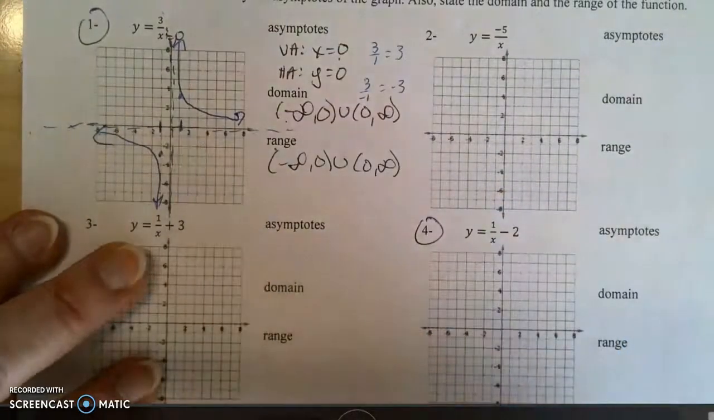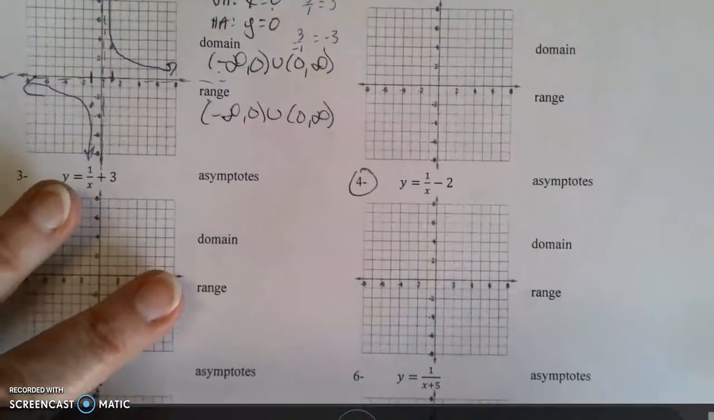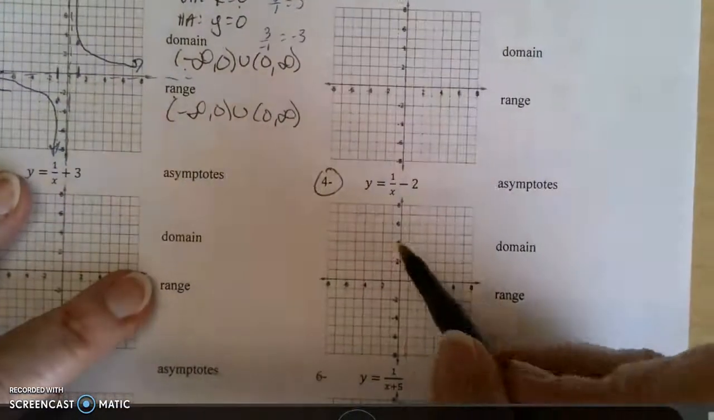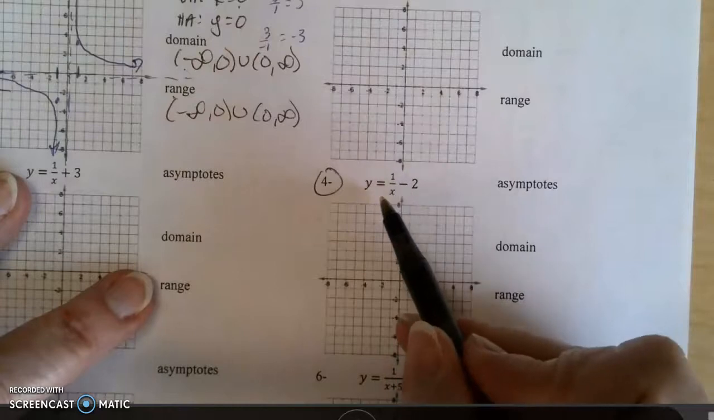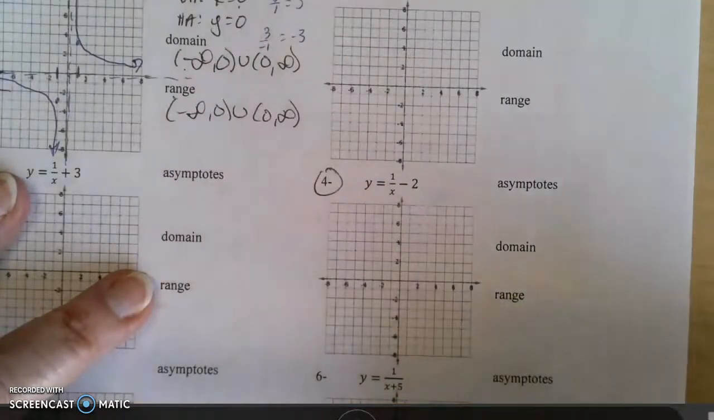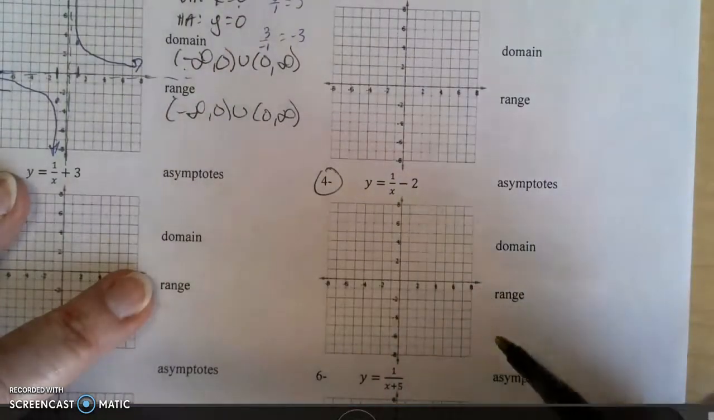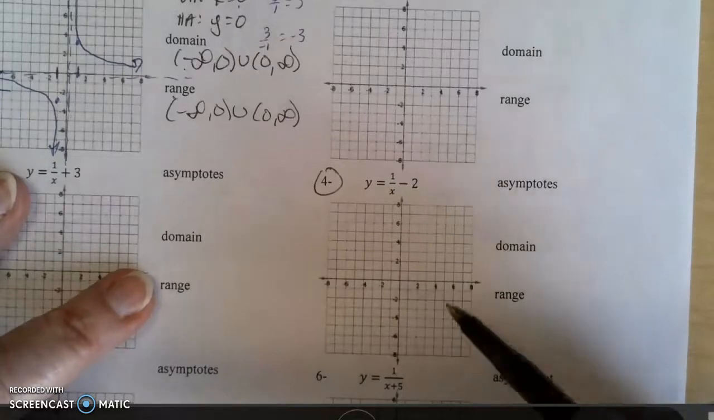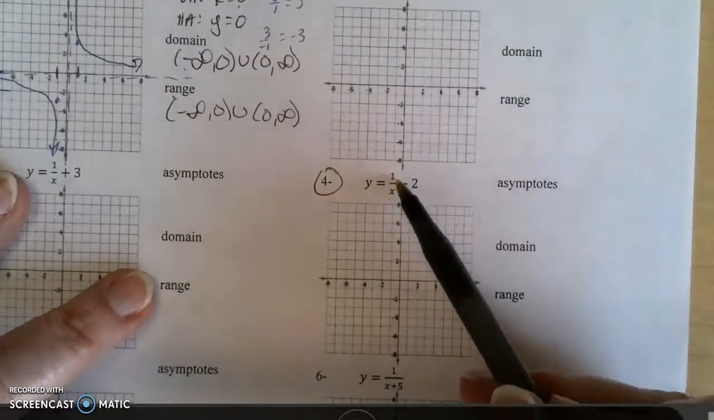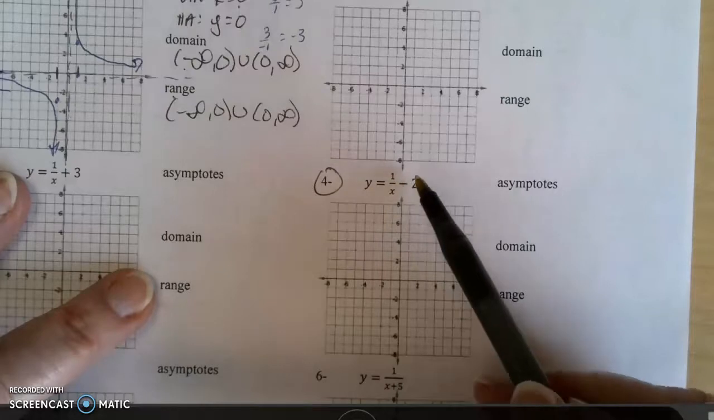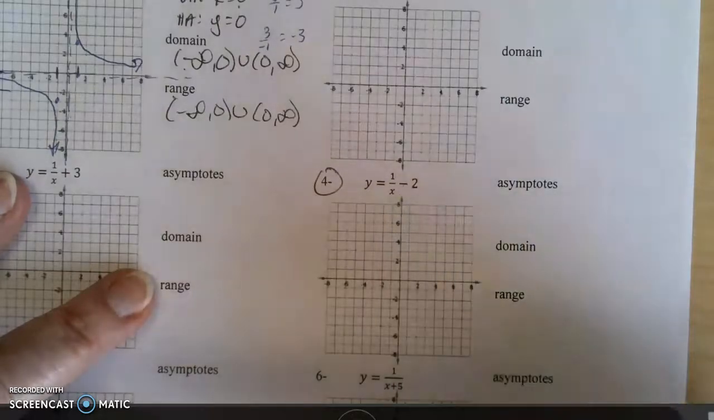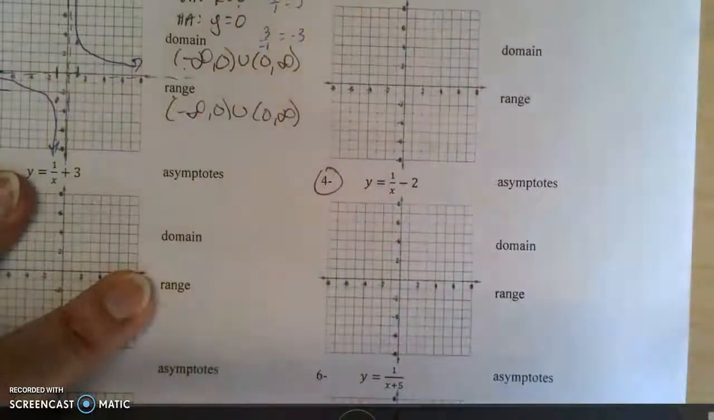Okay, let's try it again. So let's take a look at number 4. First of all, I'm going to show you the long form, and then I want you to try and find a pattern here. So I've got 1 over x minus 2. Does anyone remember what happens when I'm adding and subtracting to a function? Remember when we did shifts? So think about that shift idea. We're going to do this the long way.